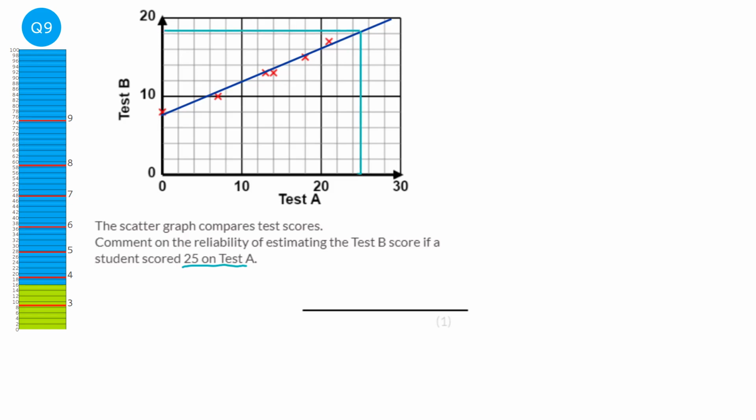But look at where that is hitting our line of best fit. It's hitting it here. What do you notice about this position here? Well, all of our data is down here.